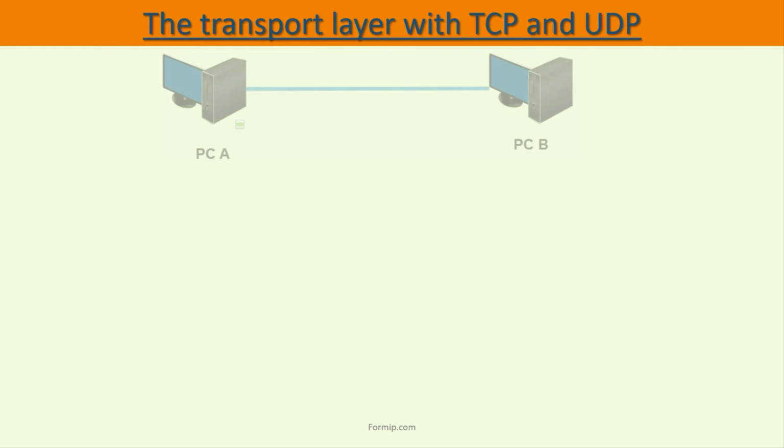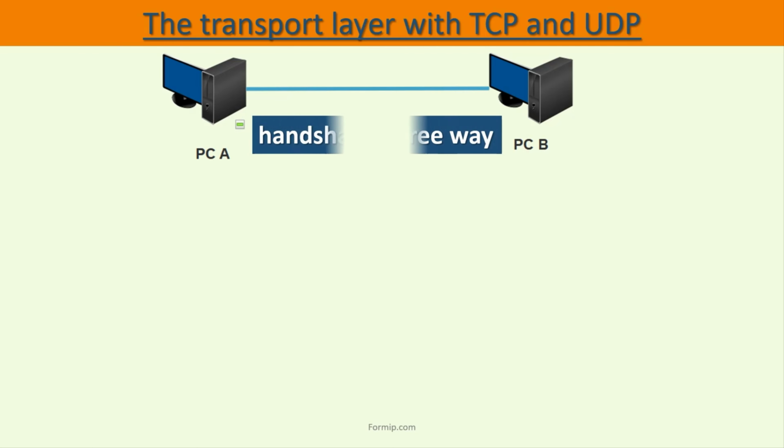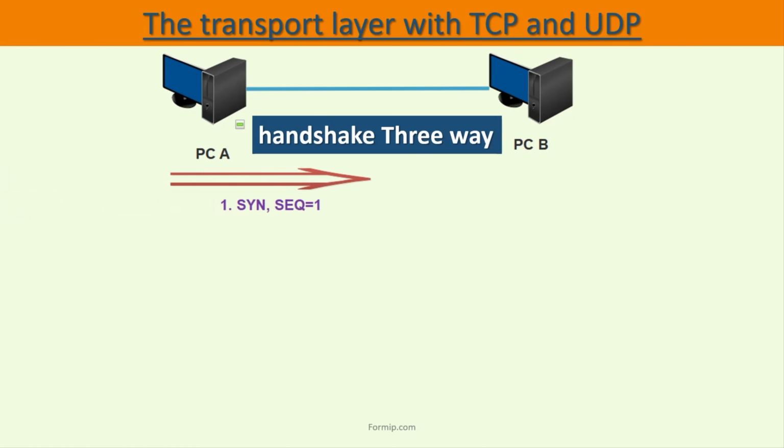Now let's look at the details of TCP. As it's reliable, it will configure a connection before you start sending data. This connection is done in 3 stages. For example, let's say PC A wants to send data to PC B reliably, so we're going to use TCP. First, PC A sends a SYN, synchronize, to let PC B know it wants to make a connection.